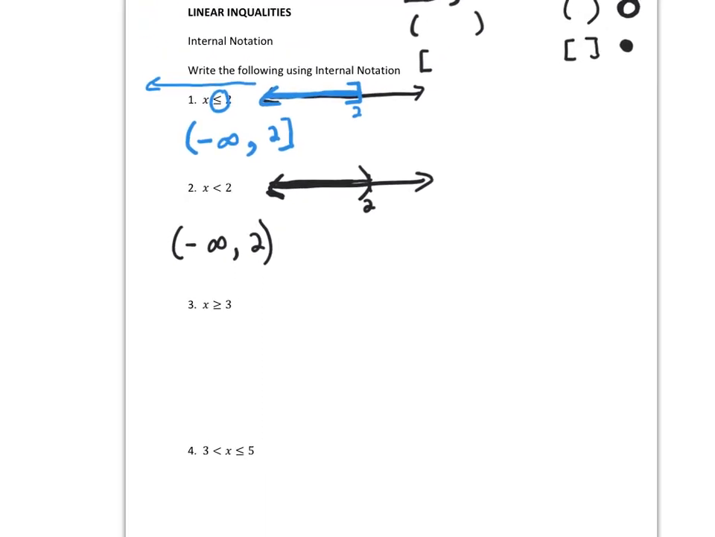X is greater than or equal to 3. You know you're going to have a bracket somewhere. If you were to graph this, here's my 3. Use a bracket because it's greater than or equal to, and you shade to the right. Look at your number line. Your solution set starts at 3. It's included. Where is this going? Positive infinity. Parenthesis on the infinity.